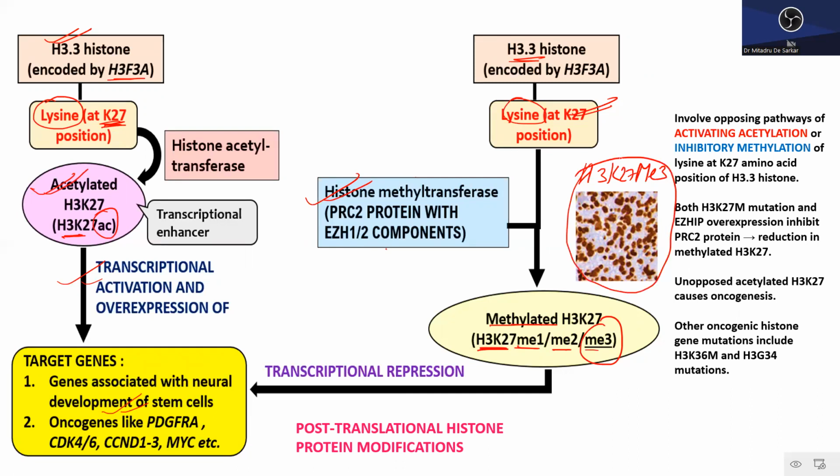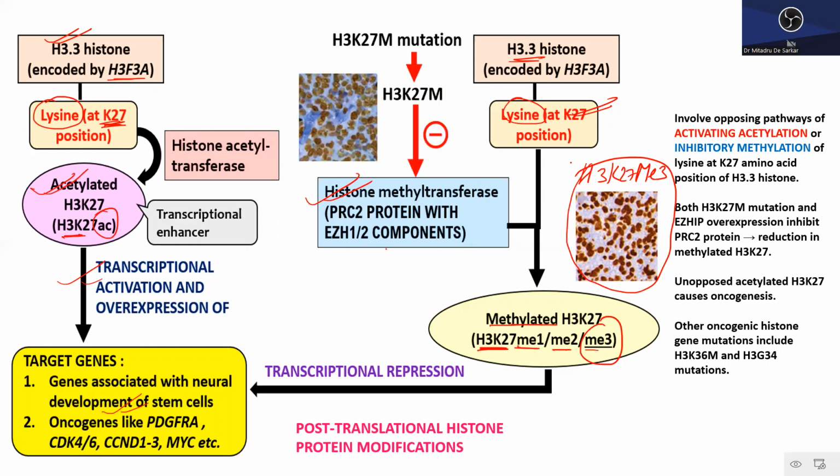Now, what happens in the case of the H3K27 mutated gliomas? In the case of H3K27 mutated gliomas, the abnormal protein which is generated because of the mutation is called H3K27M. And again, you have got an IHC for this particular protein. What it will do is that it will bind to the PRC2 protein and not allow it to methylate the histone molecule. As a result, with increased expression of the H3K27M, there is a subsequent reduction in the H3K27Me3.